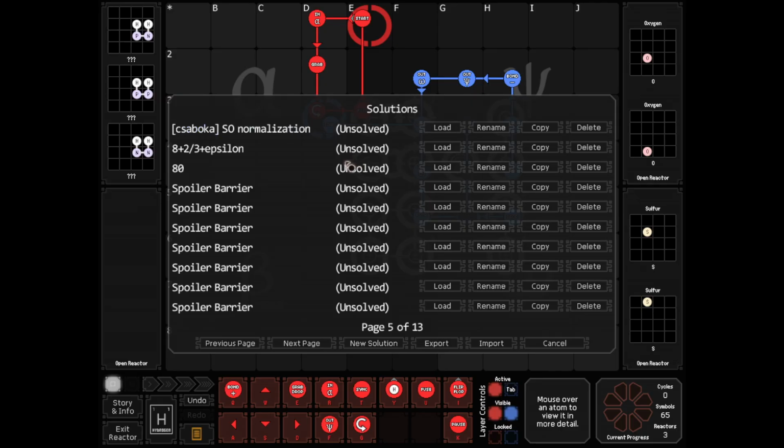In next place, we have Zabokar with SO normalization. This one is actually the solution where it was the hardest to figure out what its actual throughput is. And I arrived at 8 plus 2/3 plus epsilon by just running it for a large number of outputs and calculating what the throughput should be. It's really close to 8 plus 2/3, but every 10,000, 20,000 inputs or something like that, it takes 1 cycle extra, I think.